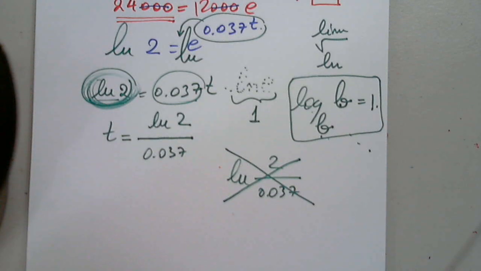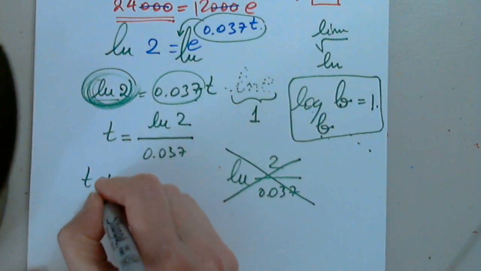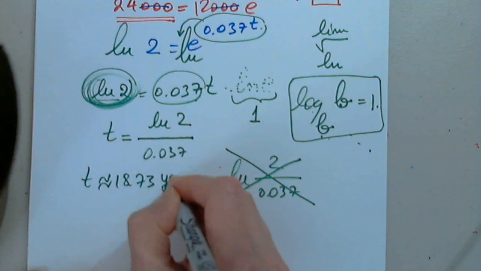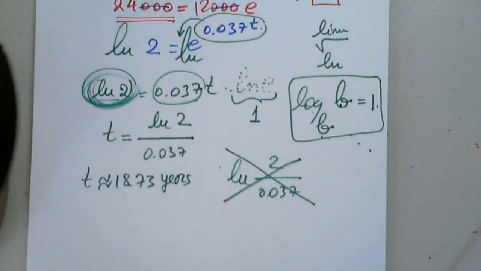So all we have to do now is just plug it in the calculator. I have no idea what this is. So we had the natural log 2. Close. And divide by 0.037. And this is the number of years, 18.73. So t is approximately 18.73 years to double our investment.